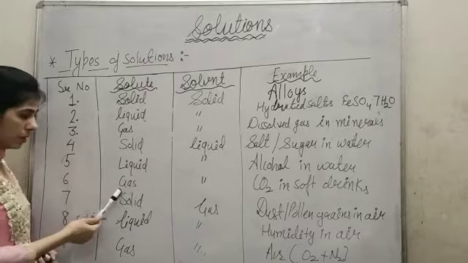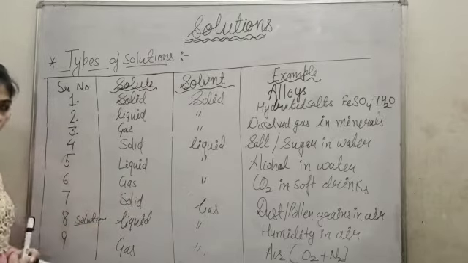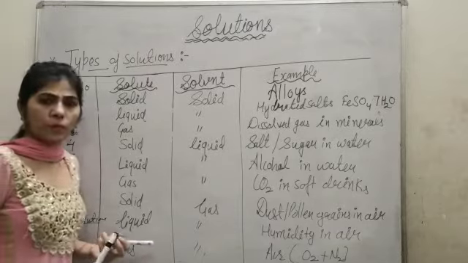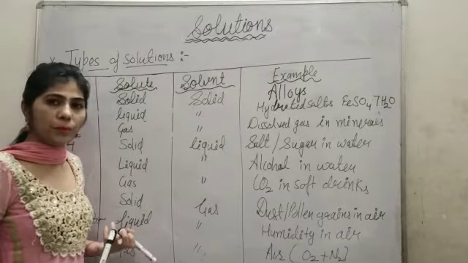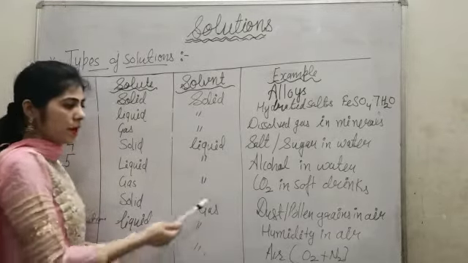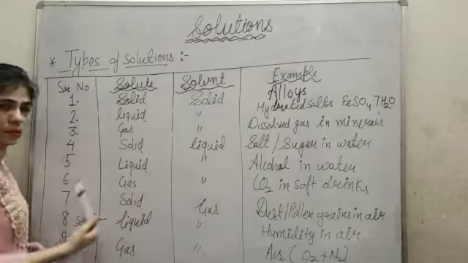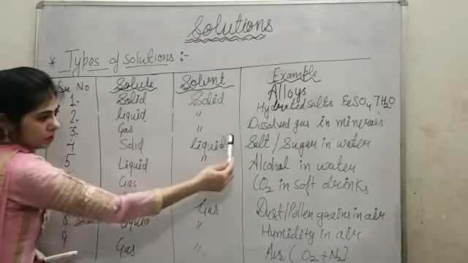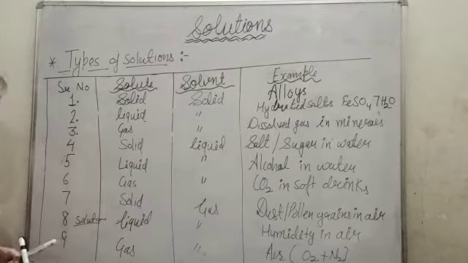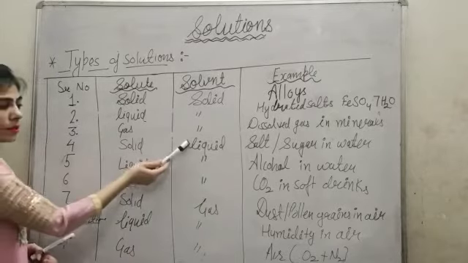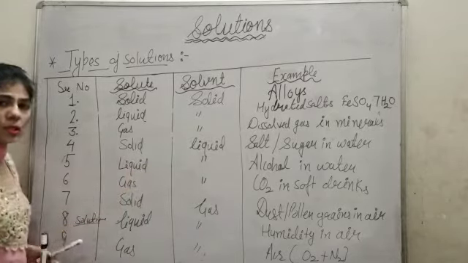The sixth one is a gas in liquid. For example, soft drink bottles, aerated bottles, carbonated bottles. These are the examples of the gas in liquid. And these all three are examples of liquid solution, as the physical state of the solvent is liquid.